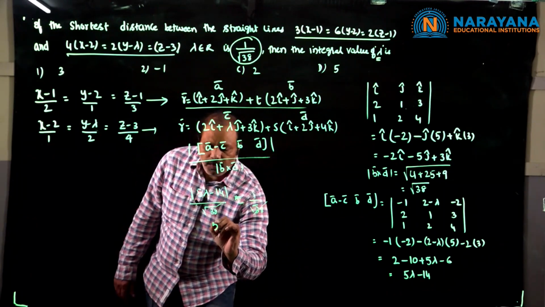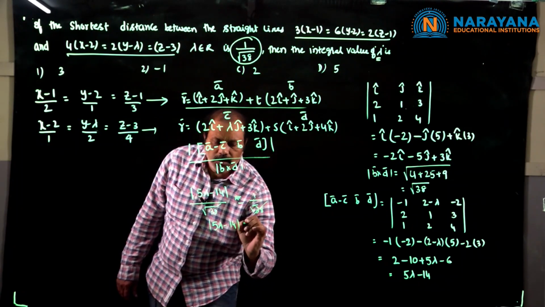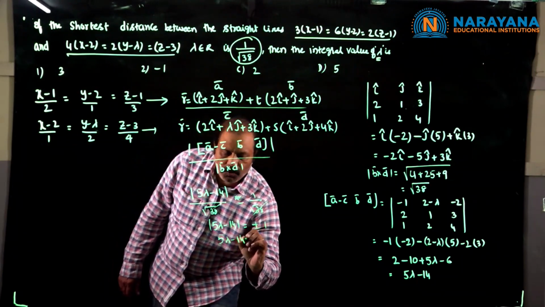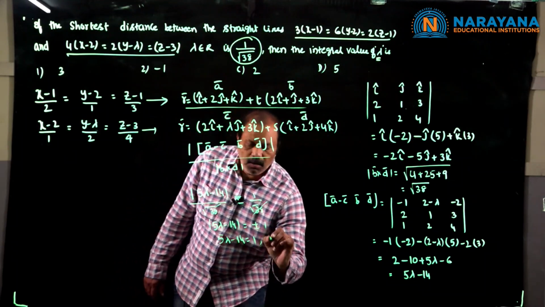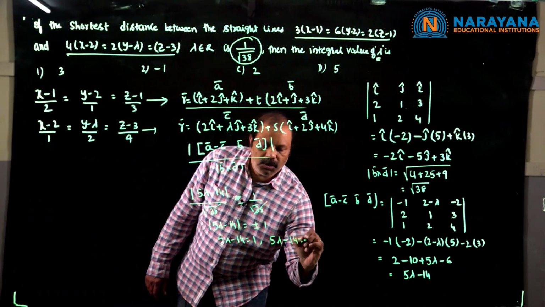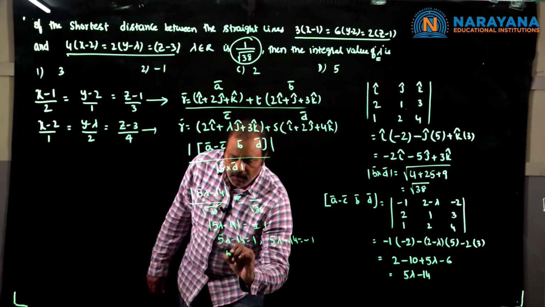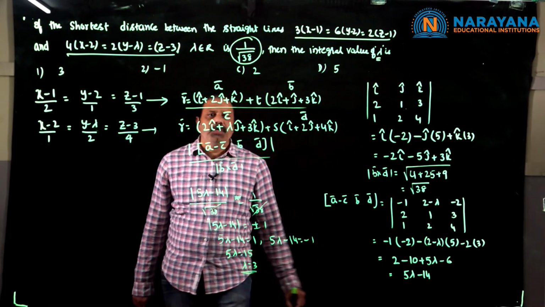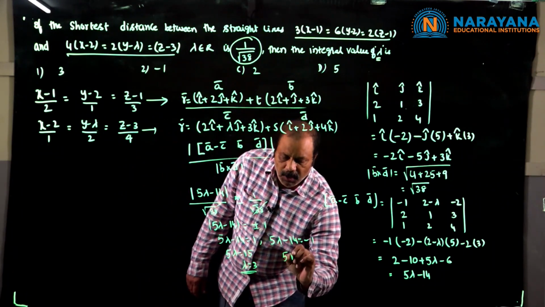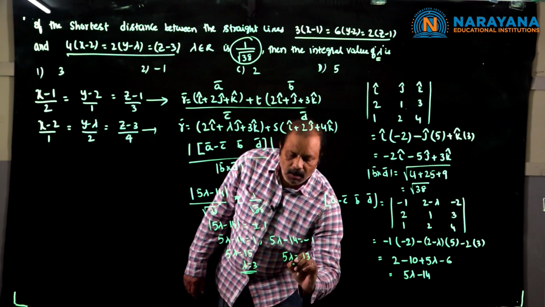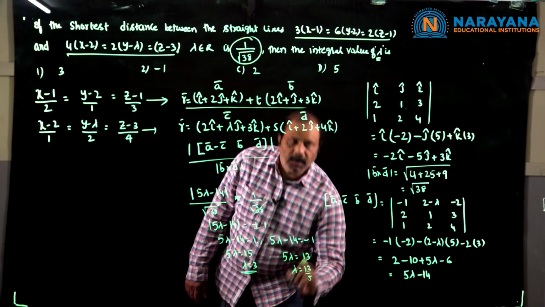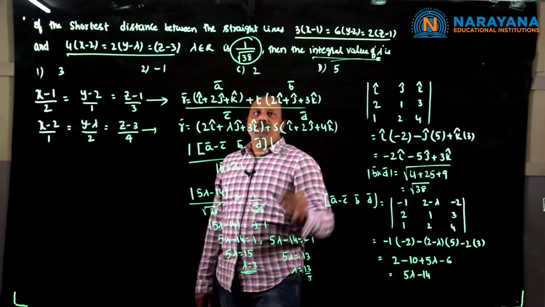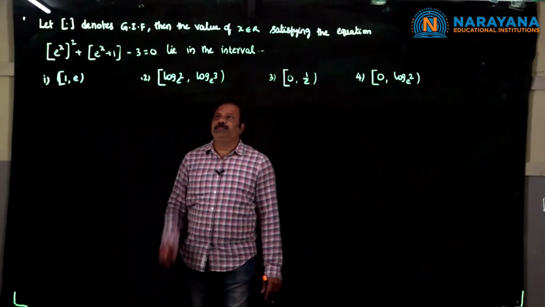So, 5λ minus 14 is equal to plus or minus 1. 5λ minus 14 is equal to 1 or 5λ minus 14 is equal to minus 1. 5λ is equal to 15, which implies λ is equal to 3. The other one is 5λ is equal to 13, so λ is equal to 13 by 5. But he is asking for the integral value of λ. Therefore, λ will be 3. The first option is the correct option.